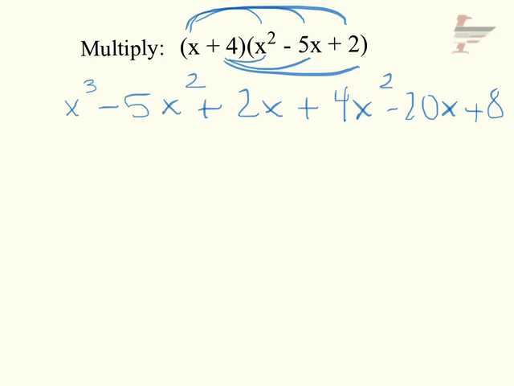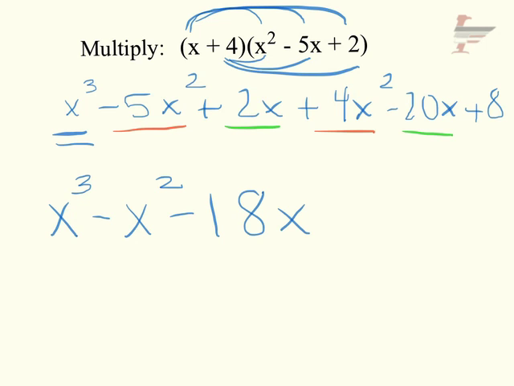And then I combine my like terms, so I only have the 1x cubed, and then I have, let's see, minus 5 plus 4, so that would be a minus x squared. And then I have a 2x minus 20x, so that would be a negative 18x. And then I have my plus 8. Again, should be a piece of cake, so just take your time.